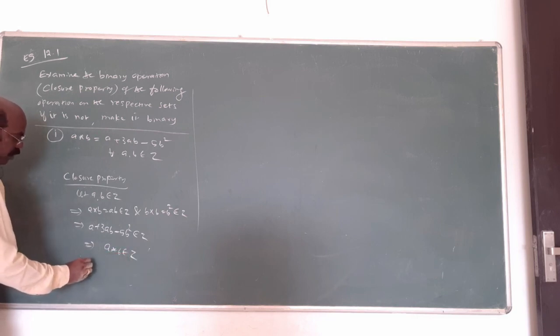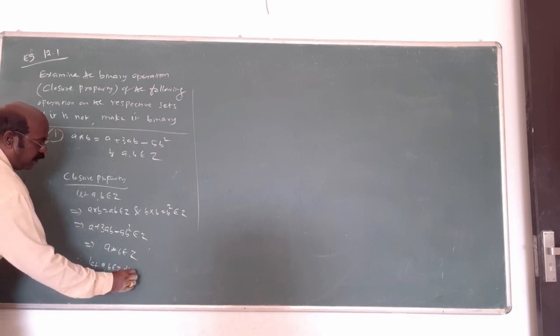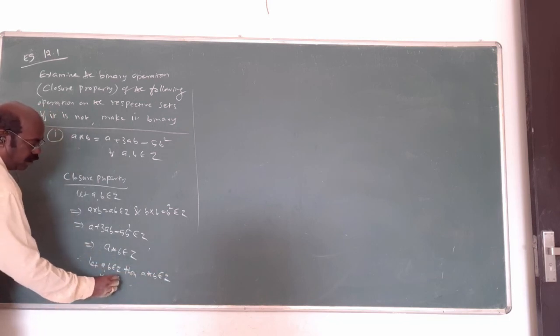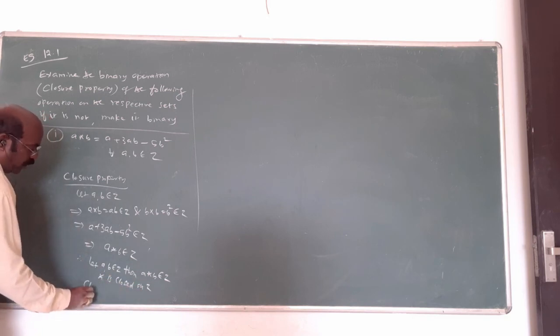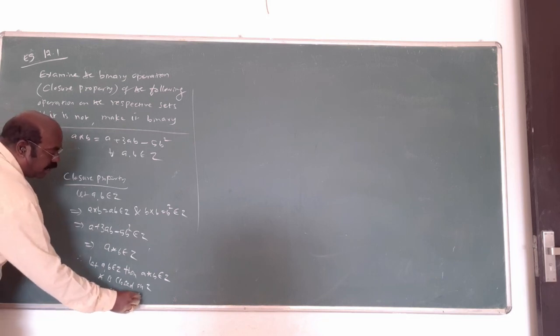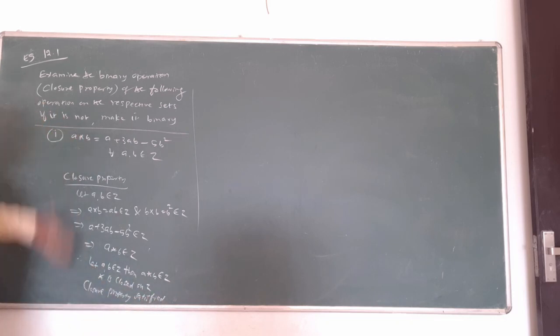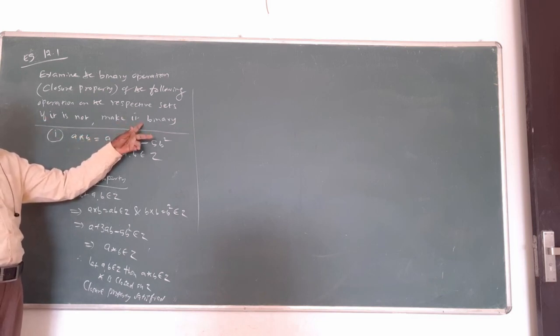Therefore, let A, B belong to Z, then A star B also belongs to Z. Therefore, star is closed on Z. Therefore, closure property satisfied. First answer over. Because if the closure property is satisfied, that's why the answer is over. Suppose it is not closure property, then you want to make it closure property. That means the final operation means closure property.